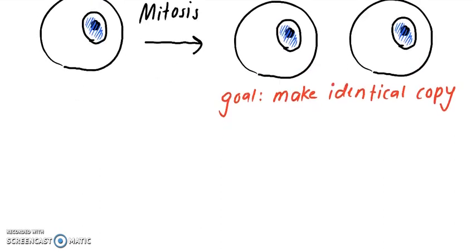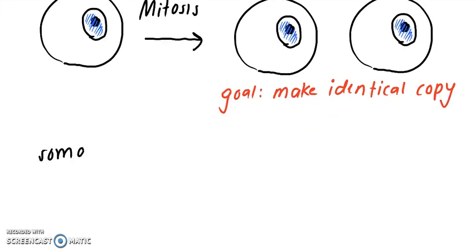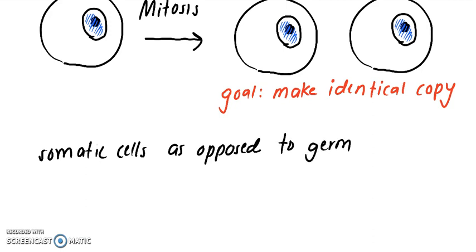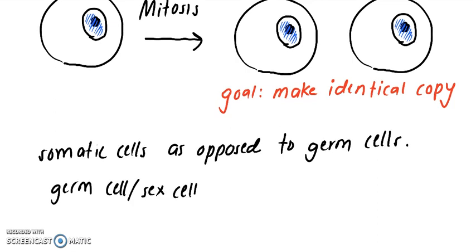Okay, and mitosis occurs in somatic cells. And this is opposed to another type of cell called germ cells. It makes more sense to explain germ cells first and then everything else. So your germ cells are your sex cells. If you are a male, your sex cells are called sperm. If you are a female, your sex cells are called eggs.